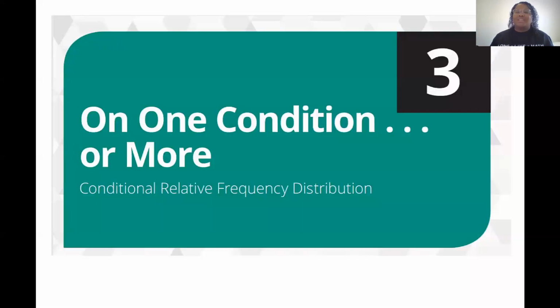Welcome to On One Condition or More, Conditional Relative Frequency Distribution. This lesson falls under the larger topic of two variable categorical data. Throughout our study of this topic, we have looked at various ways of representing and displaying two variable categorical data, including two-way frequency tables, marginal frequency distributions, and even visual displays like stacked bar graphs.